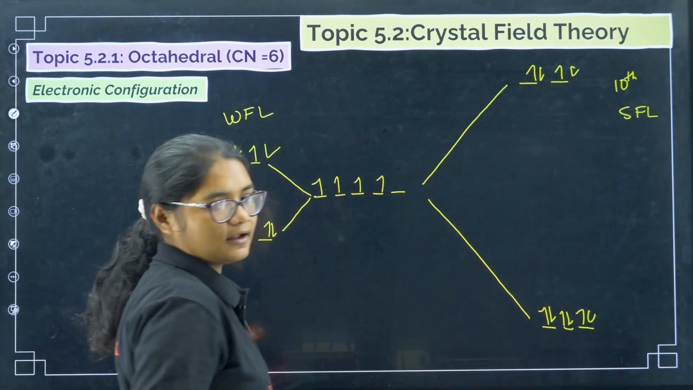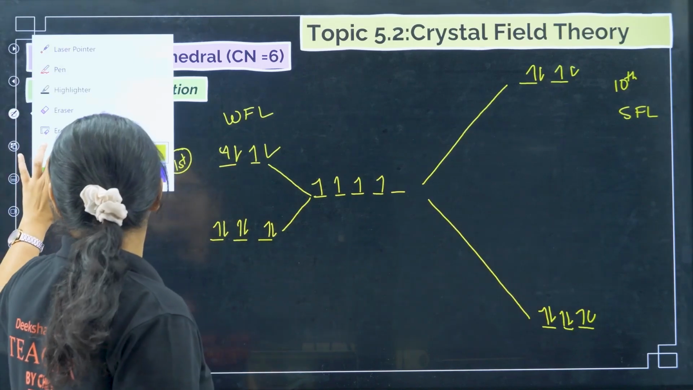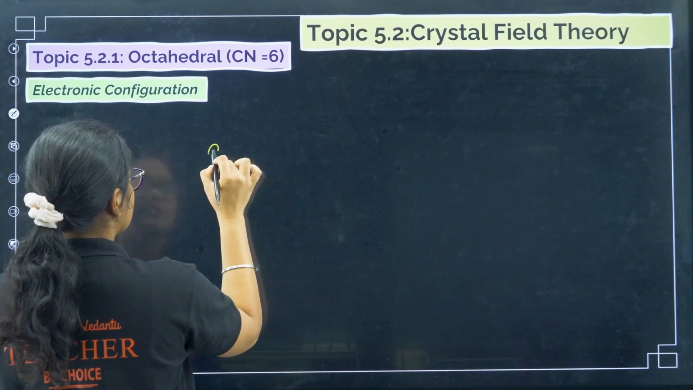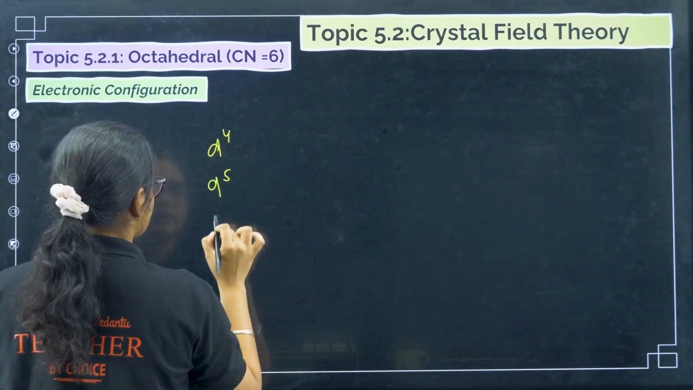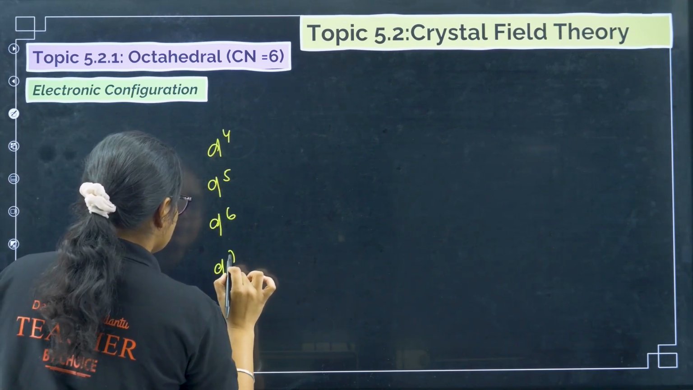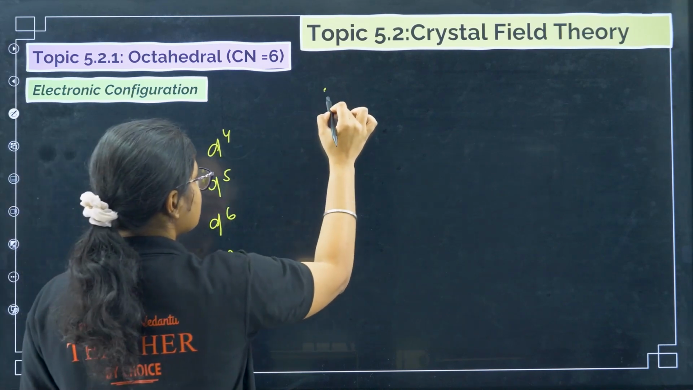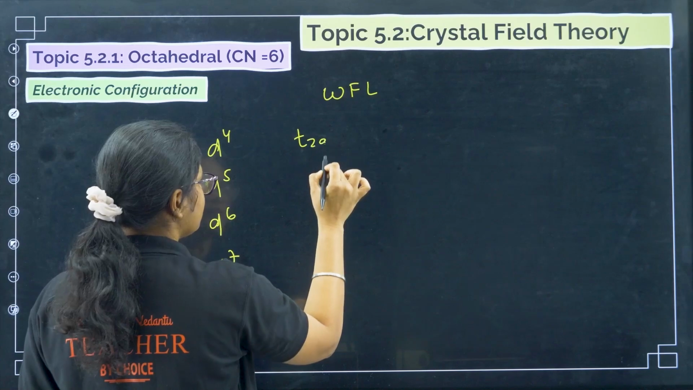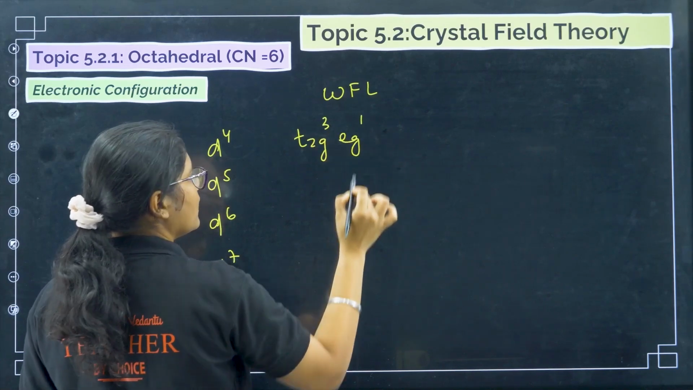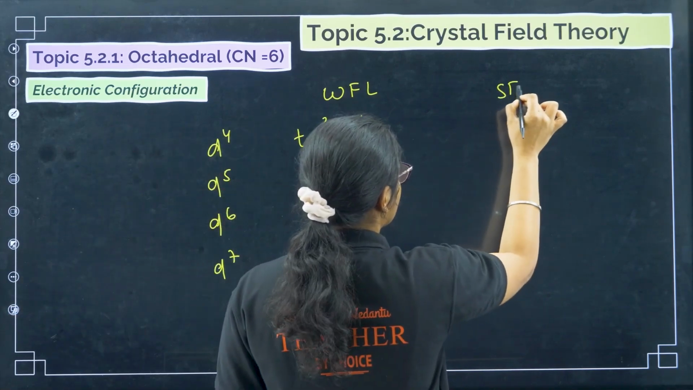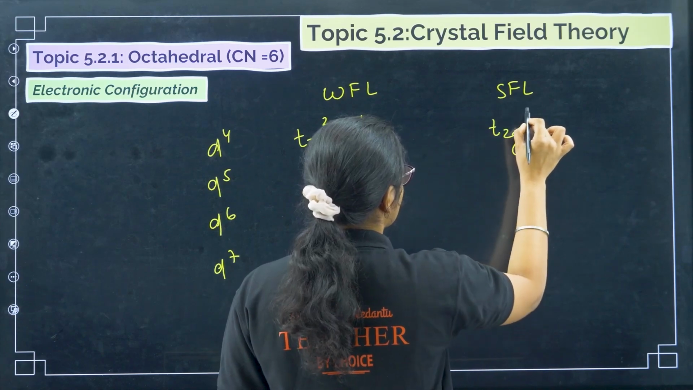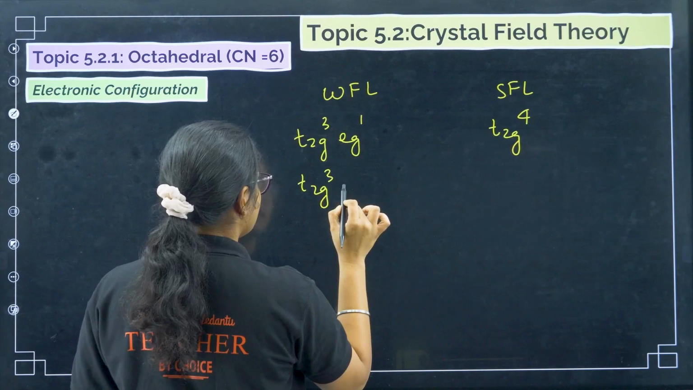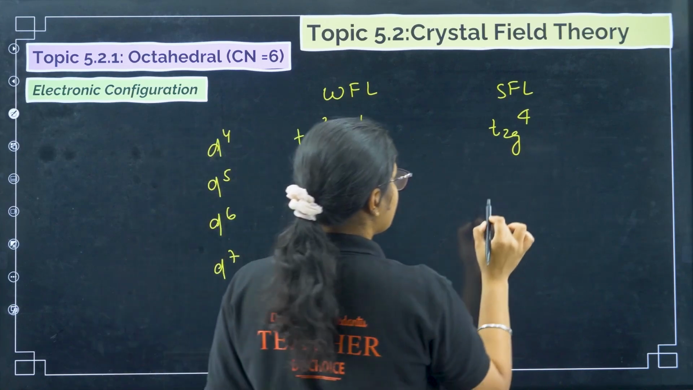Getting? So if I want to write down the configuration, I will write from D1, D2, D3, it is the same. From D4 to D7 there is a difference, okay? D4, if it is a weak field ligand, what will happen? The down are T2G, right? So it is T2G3 and EG1. And if it is a strong field ligand, what is the configuration? T2G4, okay?